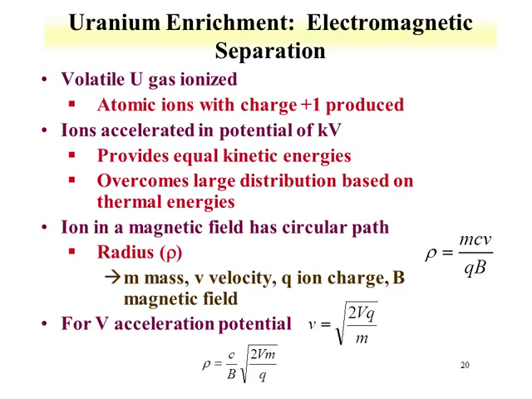The first example of enrichment is a rather straightforward system relying upon electromagnetic separation. Fundamentally, this is what's used in a mass spec. Ions are accelerated in a potential. They have the same kinetic energy. If they have the same energy, but their masses are different, their velocities will be different. If these ions are in a magnetic field, they'll have a radius listed here. This radius is a function of mass, velocity, the charge, and the magnetic field.